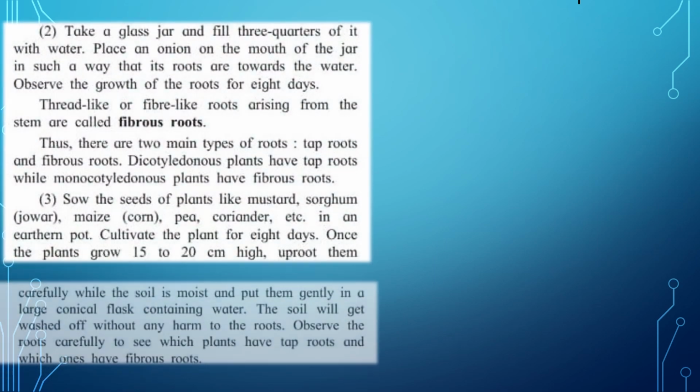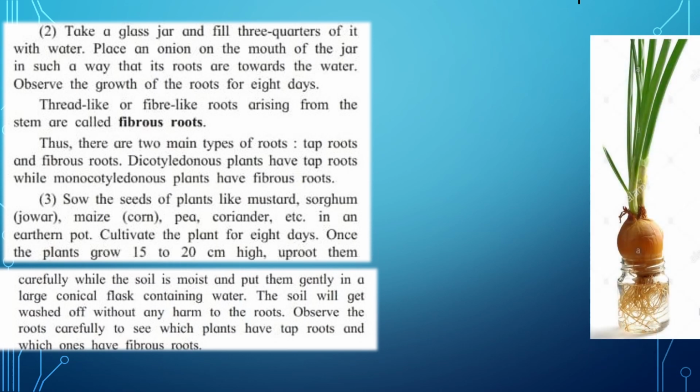Now today we learn the structure of fibrous roots. For this purpose, we have to do one activity. What is that activity? This is a glass jar, filled with water. Now this is called an onion. Take one onion and place it over the mouth of the glass jar.